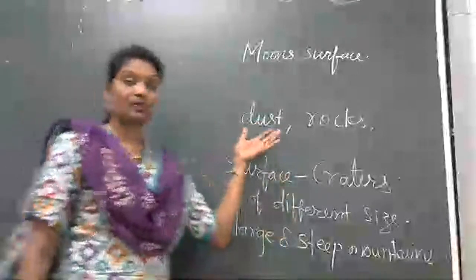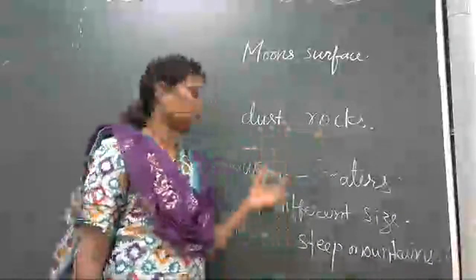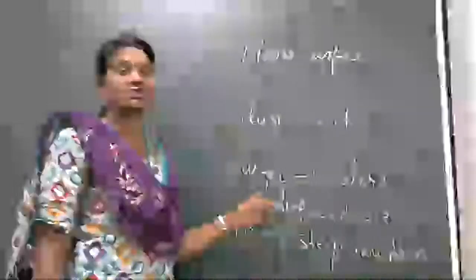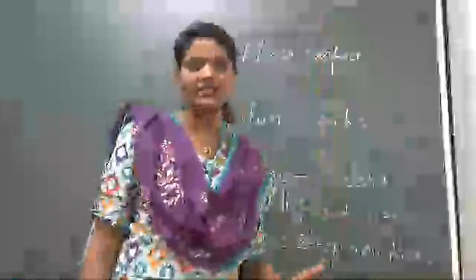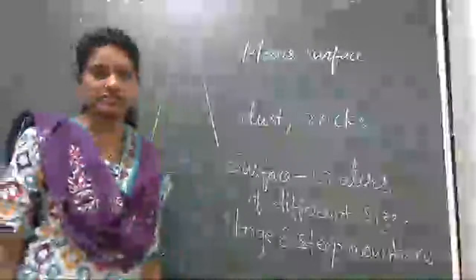Understood, students? You can see the moon is made up of dust and rocks, then having so many craters on the surface. Then the surface is made up of different craters. Then there are large and steep mountains, large and steep mountains like this. Okay, understood, students? Is it clear?